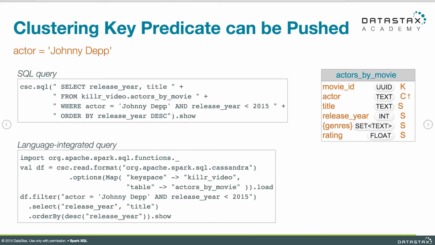So here's an example of only the clustering key being able to be pushed. As you can see, the partition key of actors by movie, which is the table being queried here, is movie ID. And in our predicate, we only have actor and release year. So Spark will have to do a scatter gather type of query. We show this query in both forms, both the SQL version and the language integrated version. But in both cases, it produces basically the same results and does it not very efficiently. So this would be considered an anti-pattern if we had a better table available to satisfy this same query.